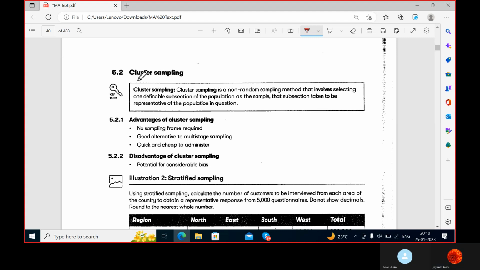Now, cluster sampling. Cluster sampling is a non-random sampling method that involves selecting one definable subsection of the population as the sample. That means you already know what you're going to pick. So can you give me some example of cluster sampling? Suppose these are the areas, like I can say businesses. Selecting one definable subsection of the population as the sample. That subsection can be taken to be representative of the population in question. Can you give me some example of cluster sampling, if you know anything?